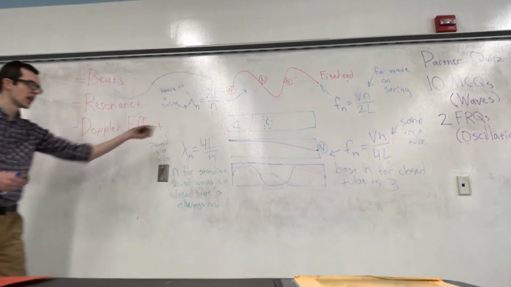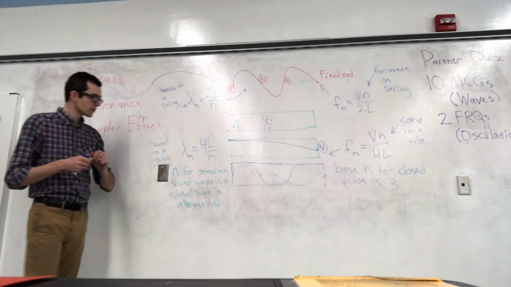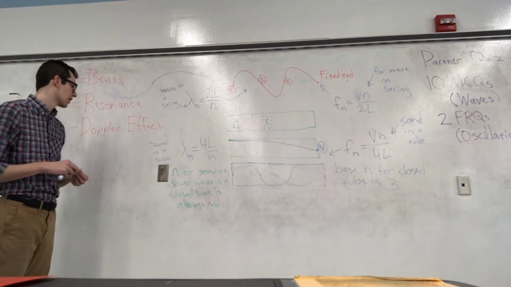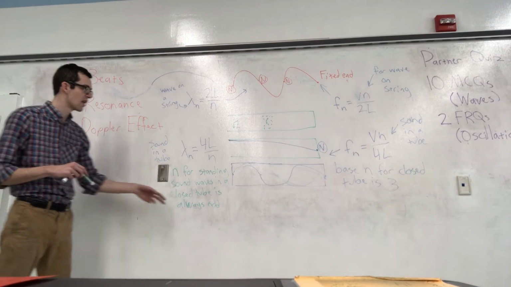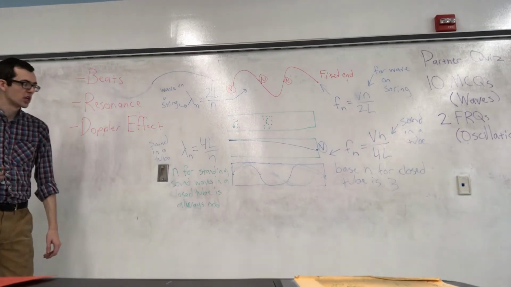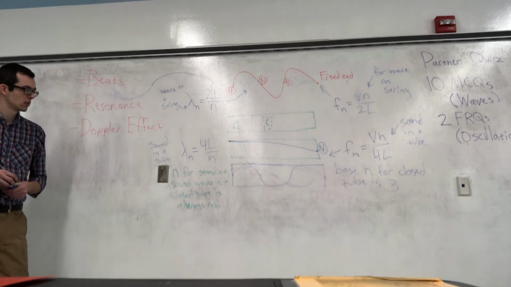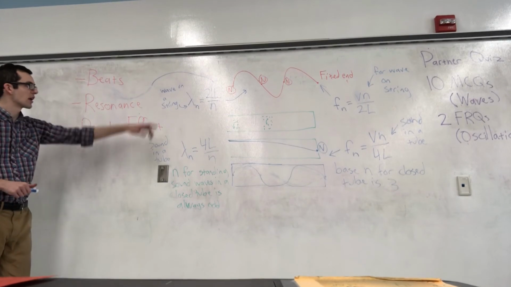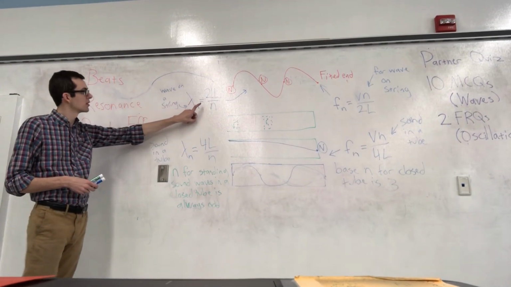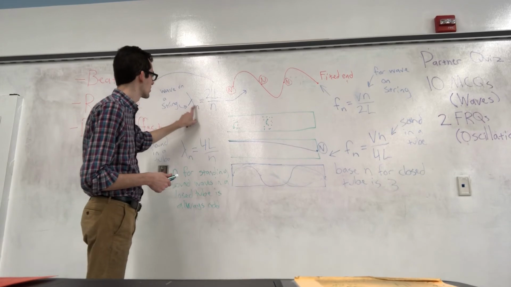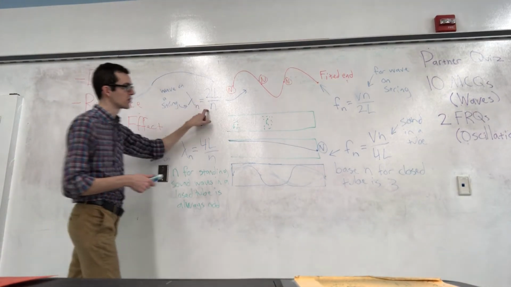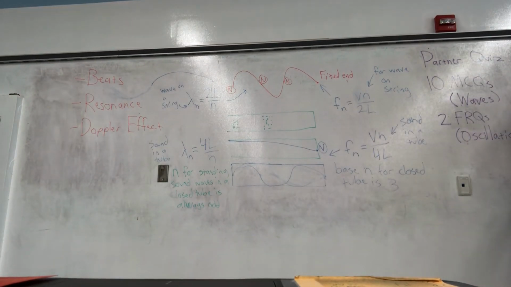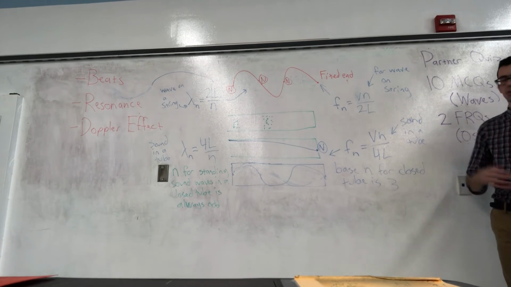So open-ended ones, we can have whatever. We can have however many nodes within this. But for a closed tube, we have to have an odd number of nodes, or an odd N. Other than that, these equations: for a string, you've got lambda n equals 2L over n, f n equals v n over 2L, and for sound waves in a tube, you've got the same thing except you have 4L instead of 2L.